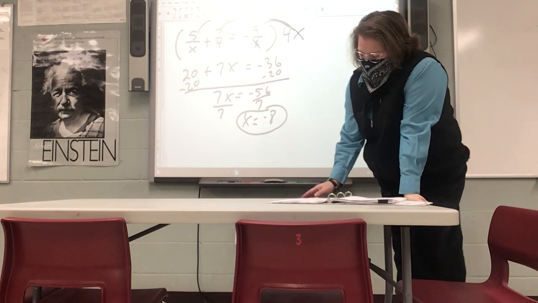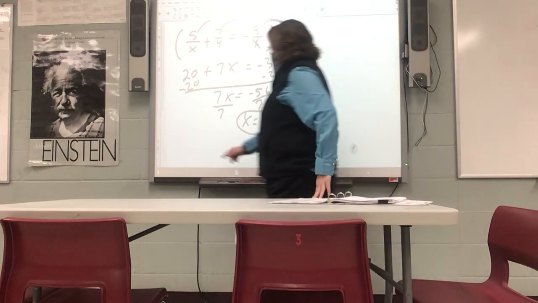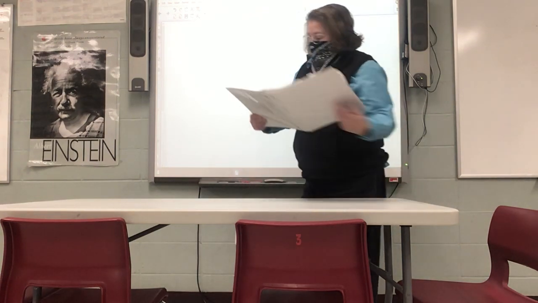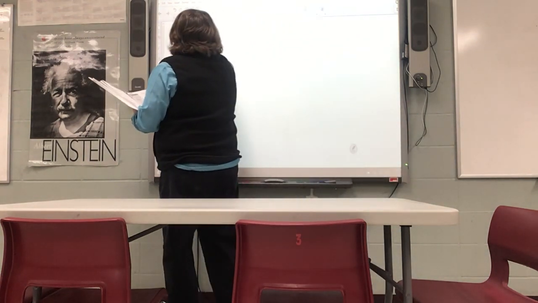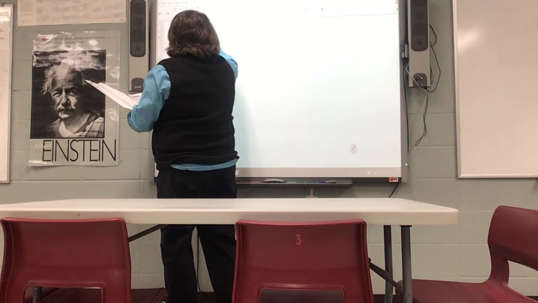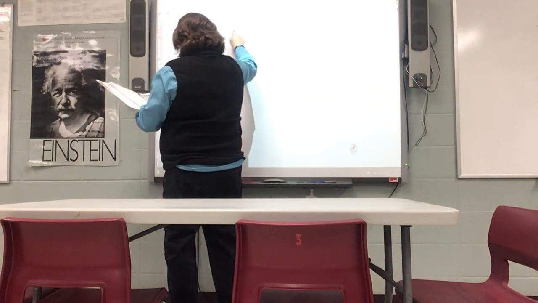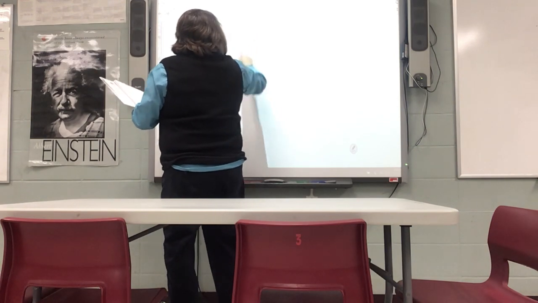Alright, I just got a couple more. These will have a few more steps in them. Let's do 1 minus 8 over x minus 5 is equal to 3 over x.